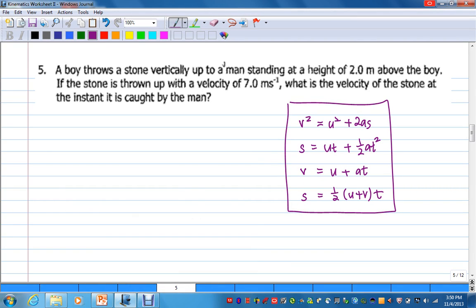Here a boy throws a stone. Let's assume that initially the boy is here and throws a stone vertically upward to a man. Let's suppose that the man is here. The distance moved by the stone from the boy to the man, as indicated in the question, the height is 2 meters, so S will be equal to 2 meters.